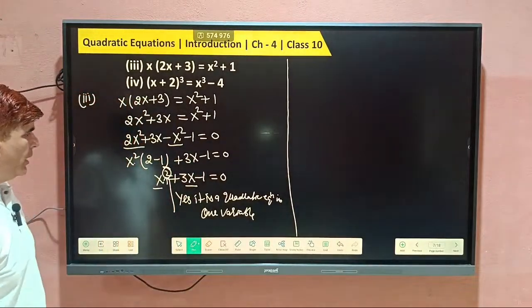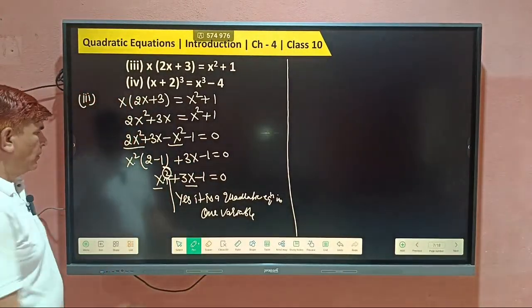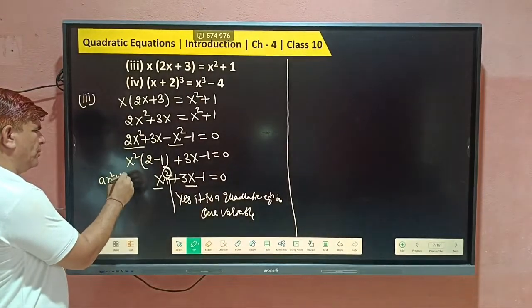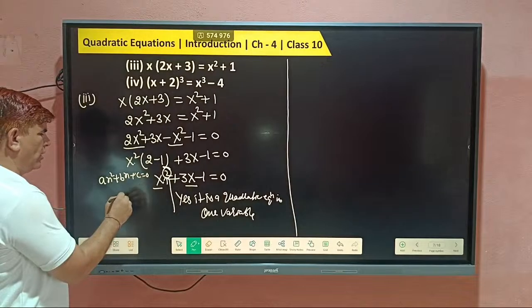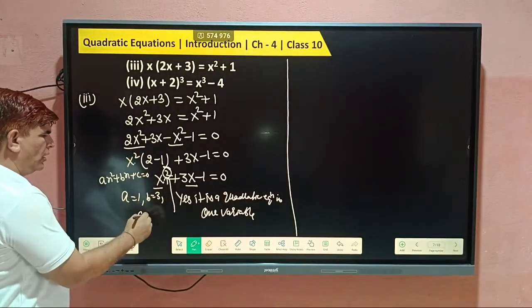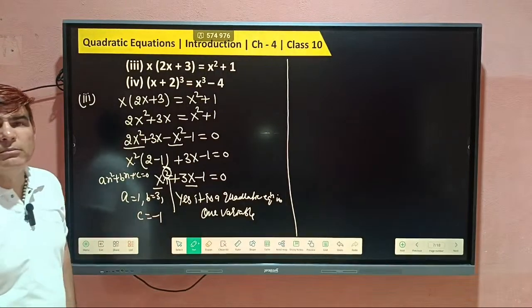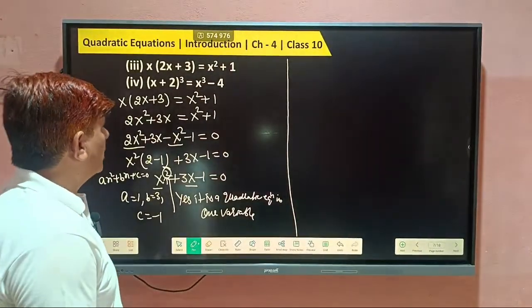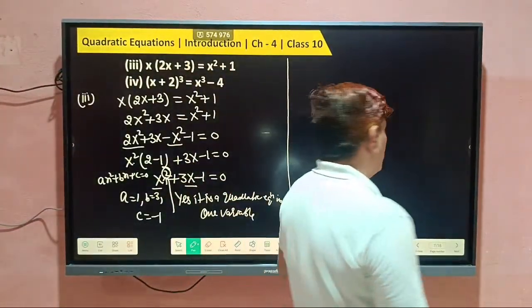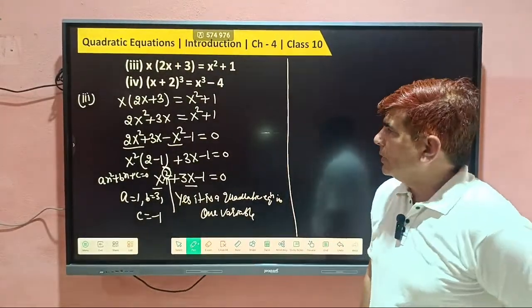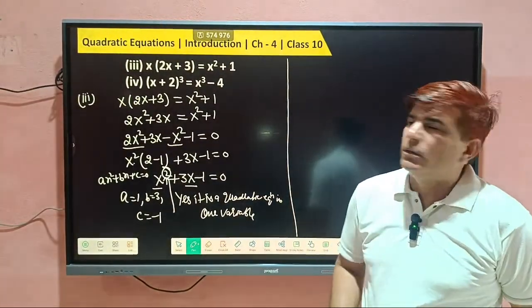And if you compare it with the standard form of the quadratic equation, ax square plus bx plus c equal to 0, what's your a? 1. b equal to 3. c equal to minus 1. Yes or no? So this is a quadratic equation. Easily you can solve. This chapter is so scoring; you can take full marks in the exam if you work on it.